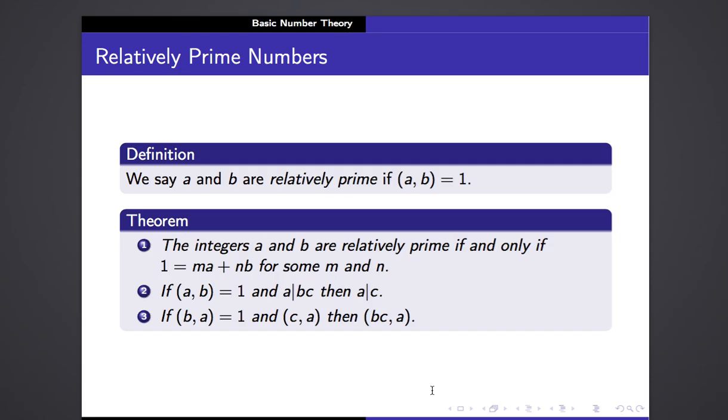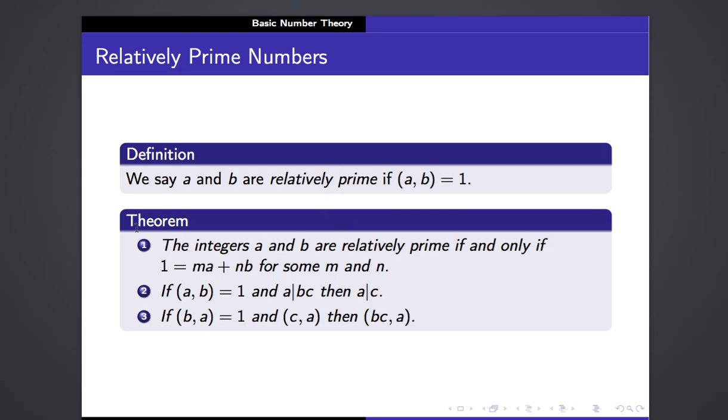In this lecture, we continue to study basic number theory. We begin with the relatively prime numbers. So here's the definition. We say two integers a and b are relatively prime if their greatest common divisor, their GCD, is 1. So they don't have any common divisor other than 1. In that case, we say a and b are relatively prime.